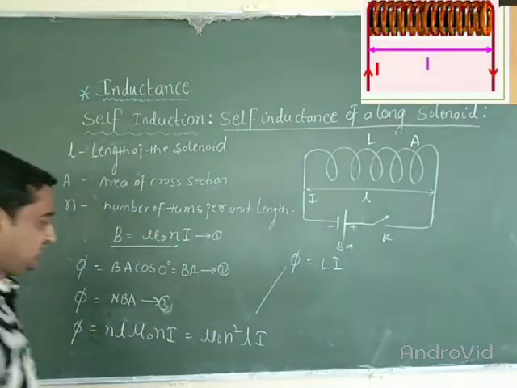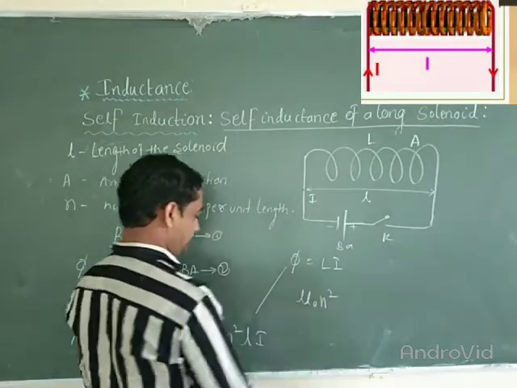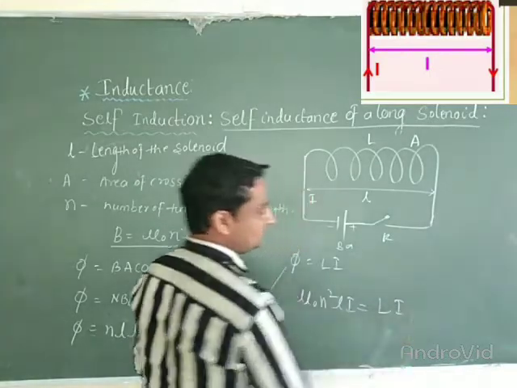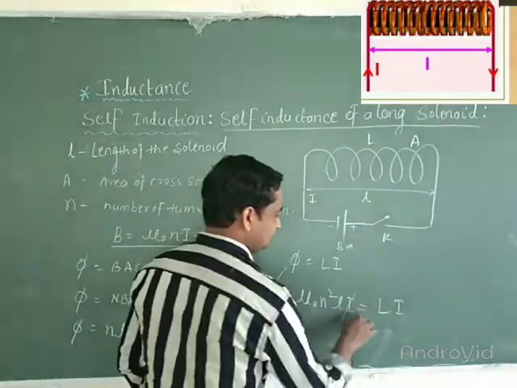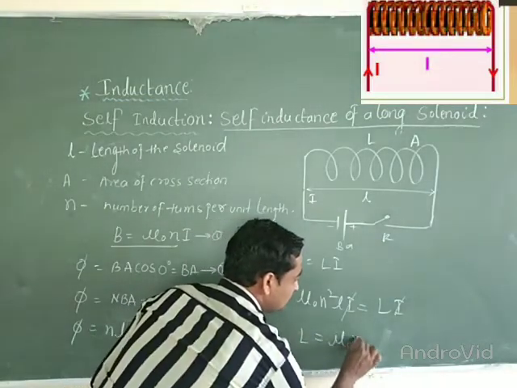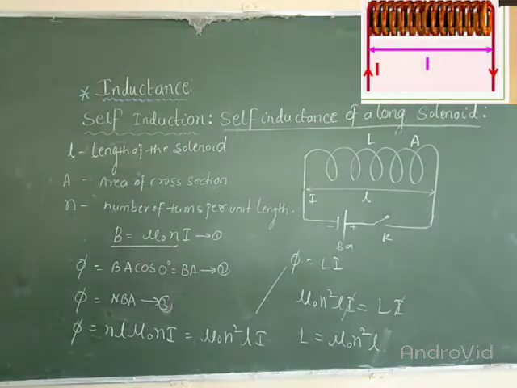Now equating the RHS here, it is equal to what? Mu naught N square L into I is equal to L into I. So these two get cancelled, I gets cancelled. So L is equal to what? Mu naught N square L. So this is the expression for what here?